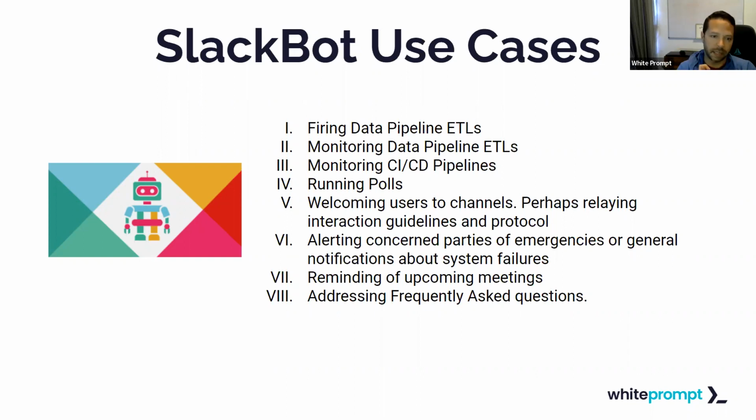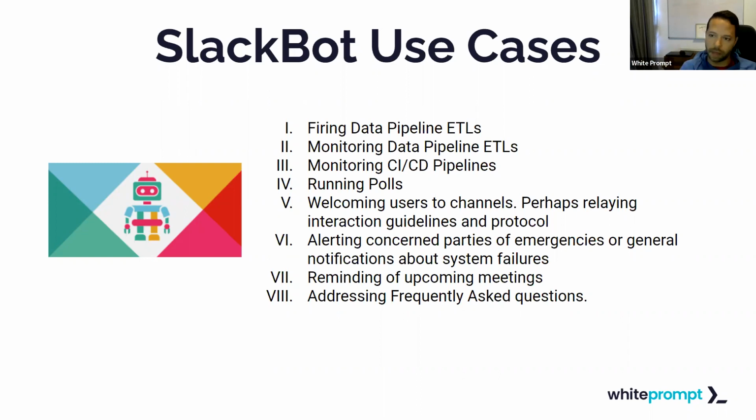You can monitor CI/CD pipelines, you can fire CI/CD pipelines, you can run internal polls, which is something we've done at White Prompt to understand our staff a little bit better as to what their interests are, especially in relation to the OTTs. You can welcome users to Slack channels and perhaps relay protocols and guidelines as to how to interact with other users. You can alert concerned parties of emergencies or general notifications about system failures.